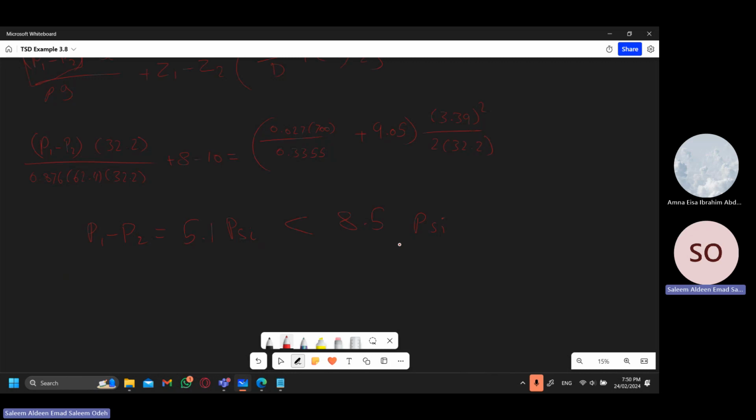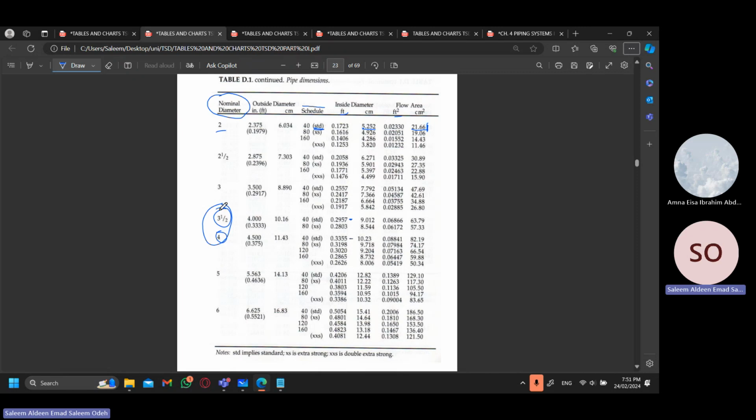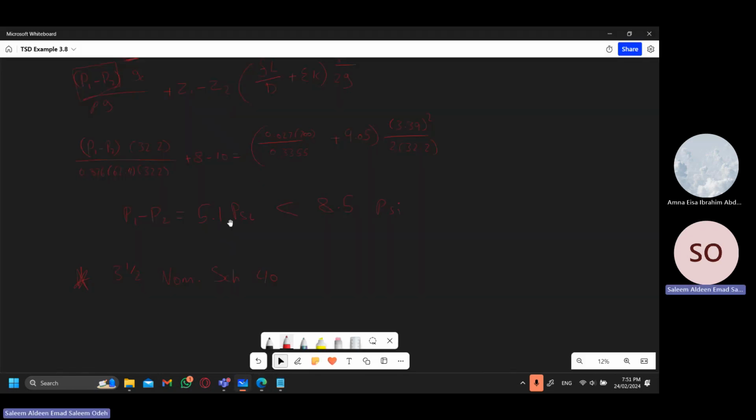Now, yesterday when I was solving this example, I tried to solve it for 3.5 nominal diameter schedule 40. As you remember, those were our two options: 4 nominal diameter and 3.5 nominal diameter. And after doing all of this, I won't write it down, I found a pressure difference of 8.9 psi, which is above the required 8.5. So this is the correct answer.